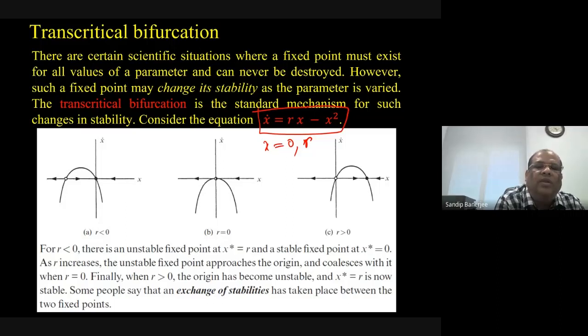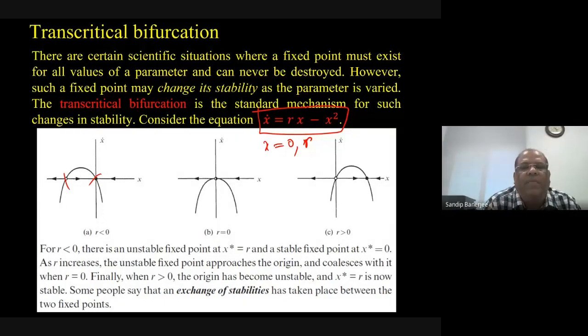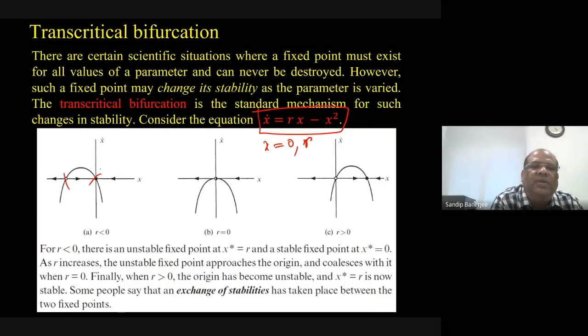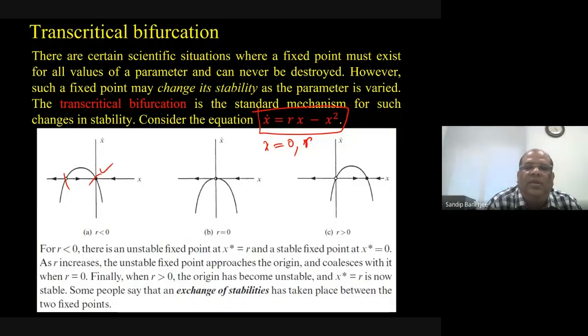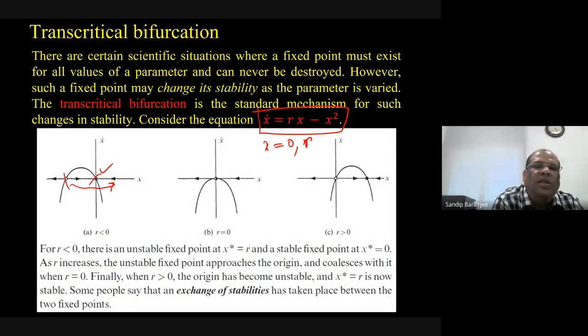So this is the 0 part, this is the r part. Now, as r approaches this 0, there is a switch of stability. That means if this is stable, then this will cross this value. So then this becomes unstable and this becomes stable. So that is what happens in a transcritical bifurcation.